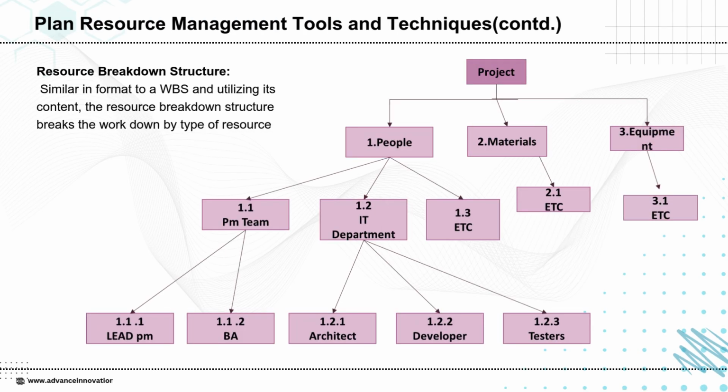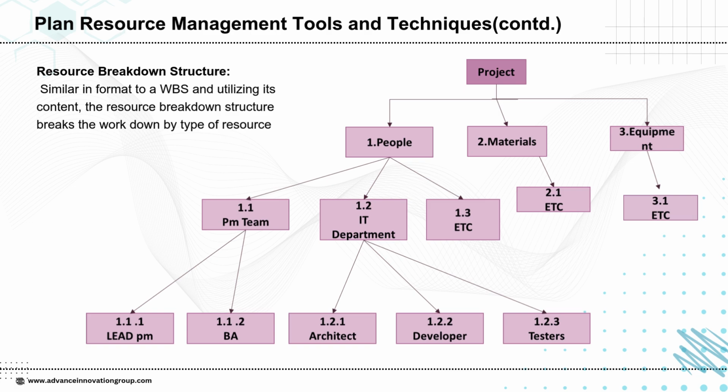This slide shows the resource breakdown structure, which is similar to the work breakdown structure but focuses on resources instead of tasks. At the top is the project, divided into 3 main categories: people, materials, and equipment. Under people, we have roles like lead project manager, business analyst, architect, developers, and testers. Materials and equipment are also listed with placeholders for other needs.